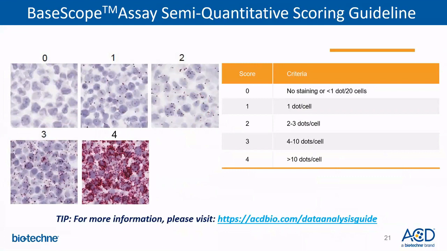Here are the guidelines for scoring the BaseScope assay. You may notice the BaseScope scoring guidelines are slightly different from the RNAscope assay guidelines in terms of number of dots per cell and the presence of clusters. This is because normally you would expect to see much fewer signal dots per cell with the BaseScope assay as compared to the RNAscope assay.